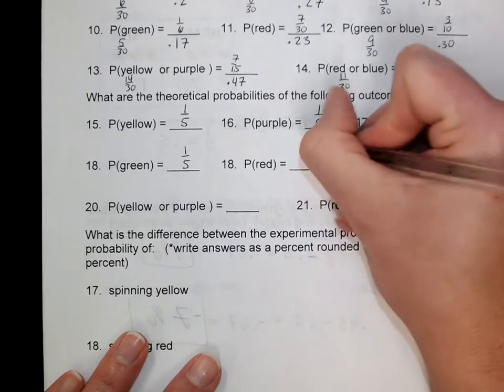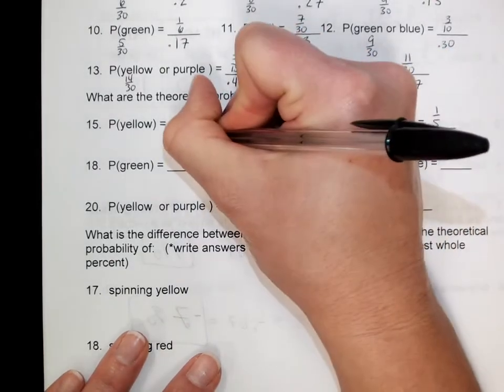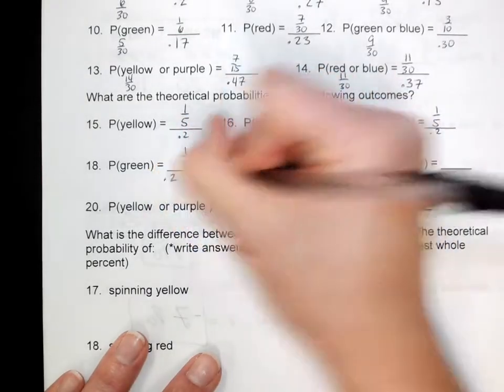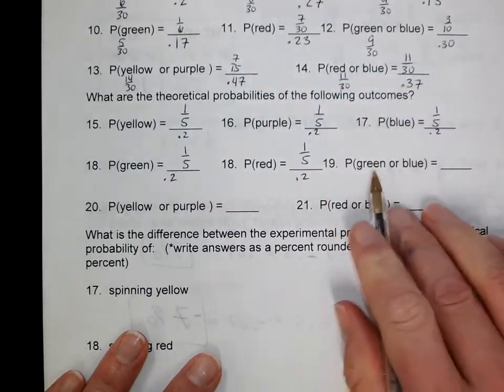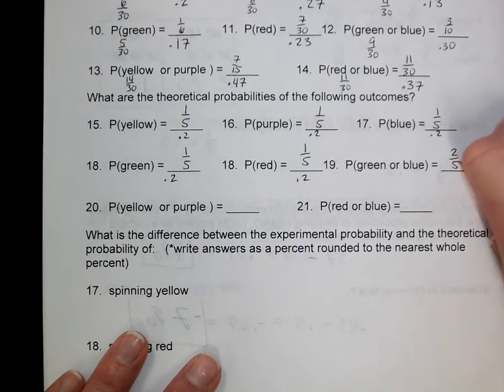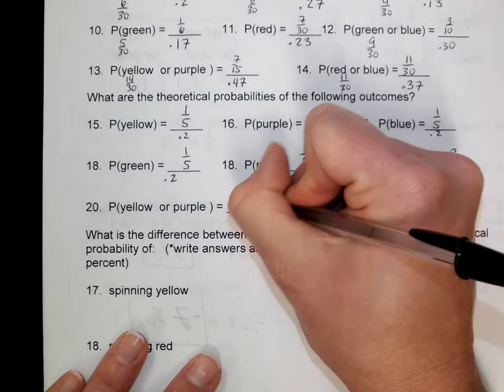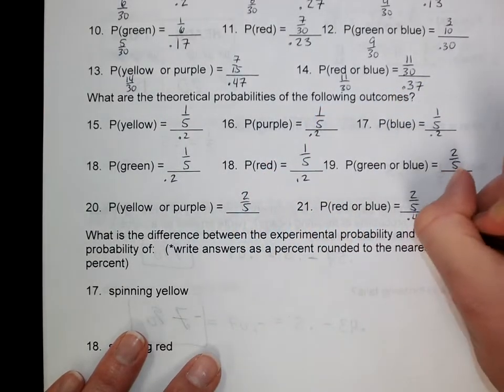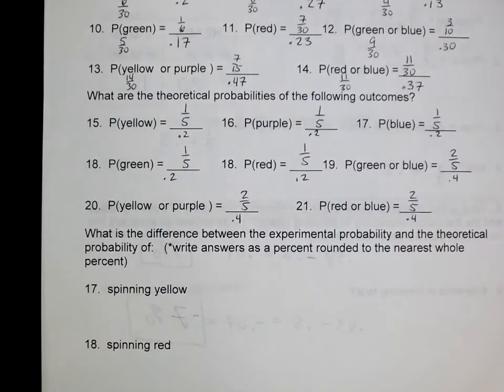When you have more than 1, and these are all 0.2s, right? 0.2, 0.2, 0.2, 0.2. When you have more than 1, then that's going to be 2 out of 5 times. 2 out of 5, again, 2 out of 5, and 2 out of 5, or 0.4, right? Okay.